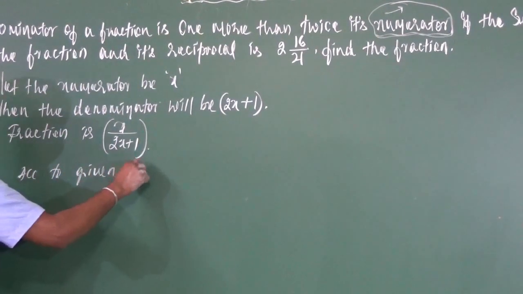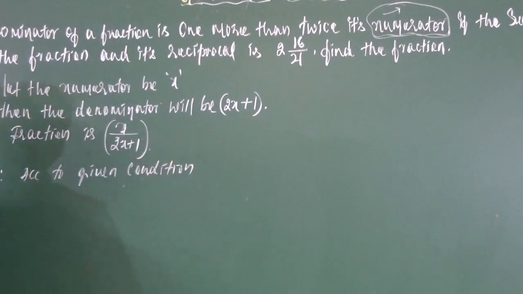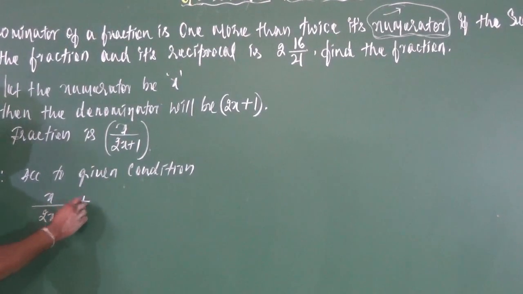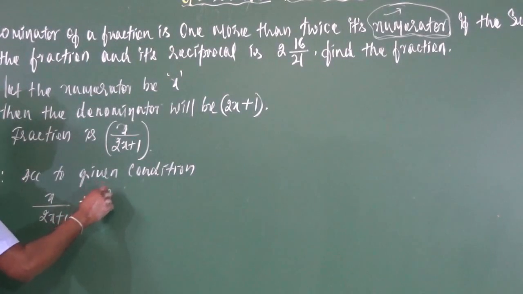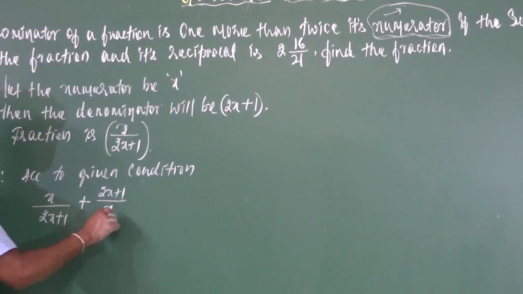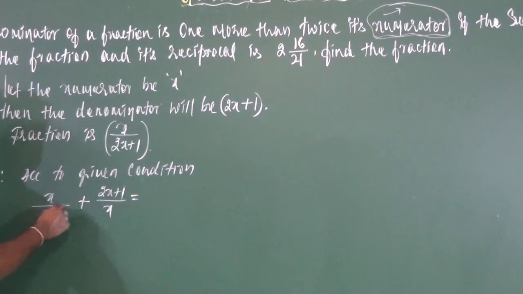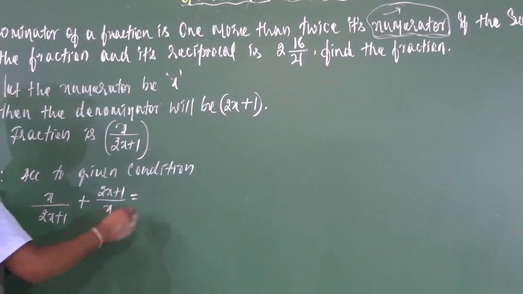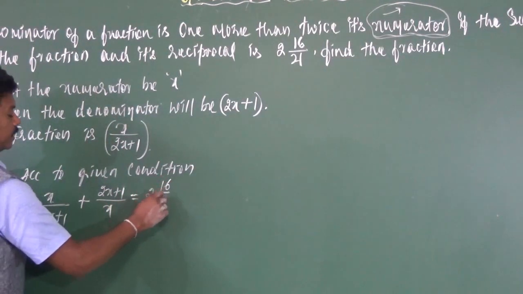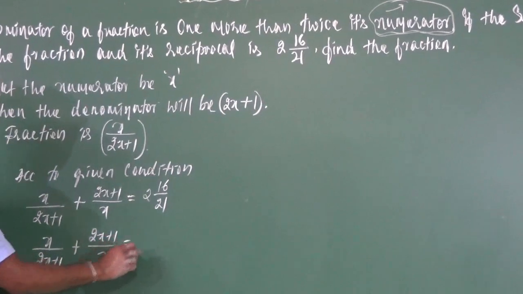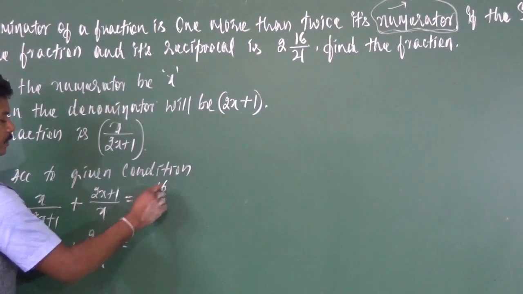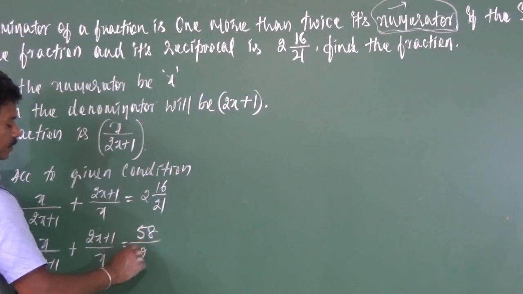the given condition, x by 2x plus 1 plus its reciprocal. The reciprocal is where the denominator becomes the numerator and the numerator becomes the denominator. The sum of these two, that is the fraction plus its reciprocal, is equal to 216 by 21. So x by 2x plus 1 plus 2x plus 1 by x is equal to 21 into 2 is 42, 42 plus 16 is 58 by 21.